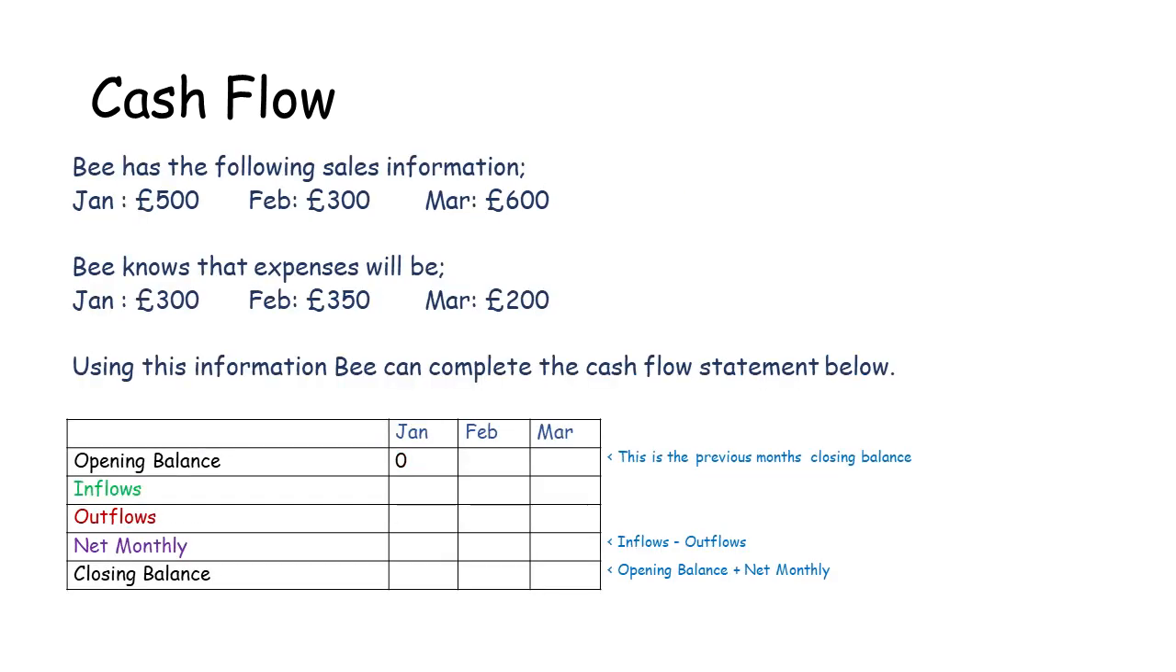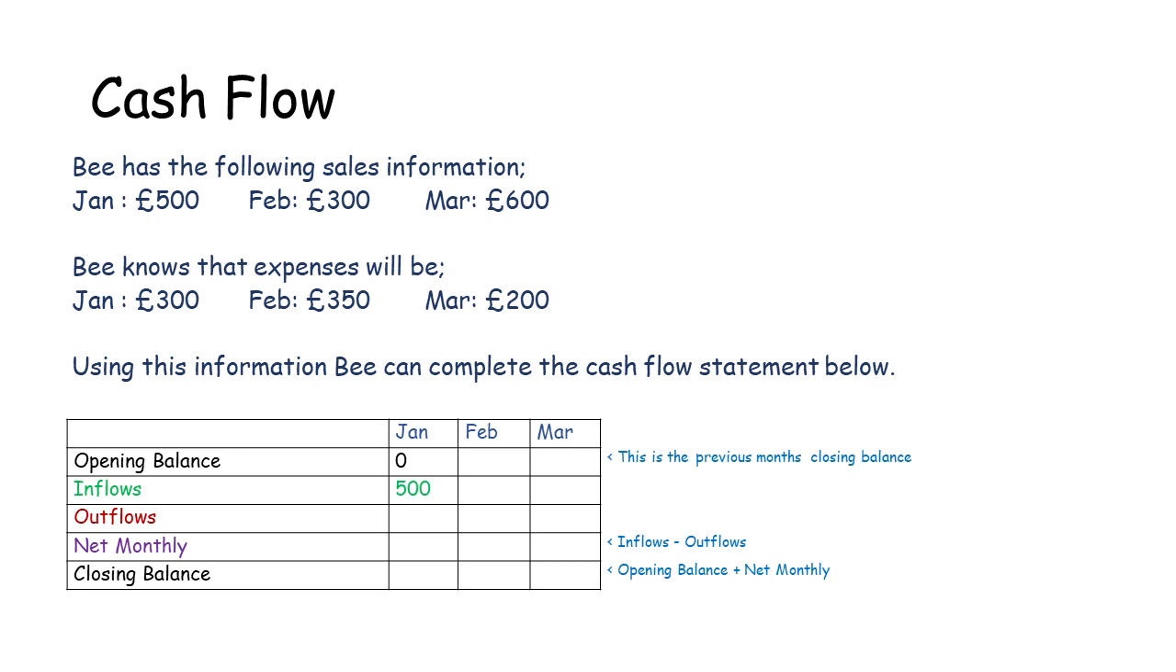Here is a simple question that we're going to use for this example. So B has the following sales information. You've got January's, February's and March's sales or inflows, and you've got B's expenses for January, February and March. And you need to use that information to complete the cash flow statement below. I've also annotated what formulas I'll use at each point so you can see how I'm calculating this. We're going to start with an opening balance of zero because it's a new business for B.